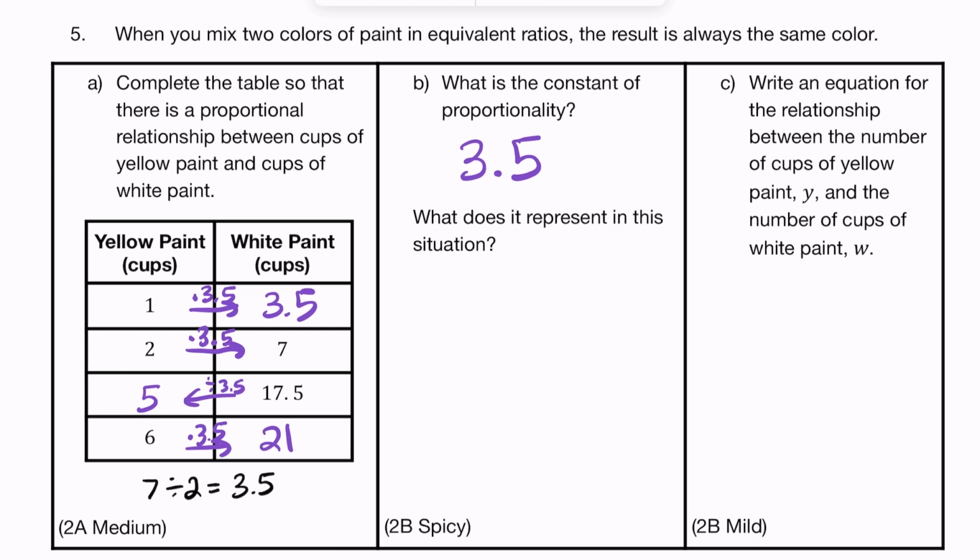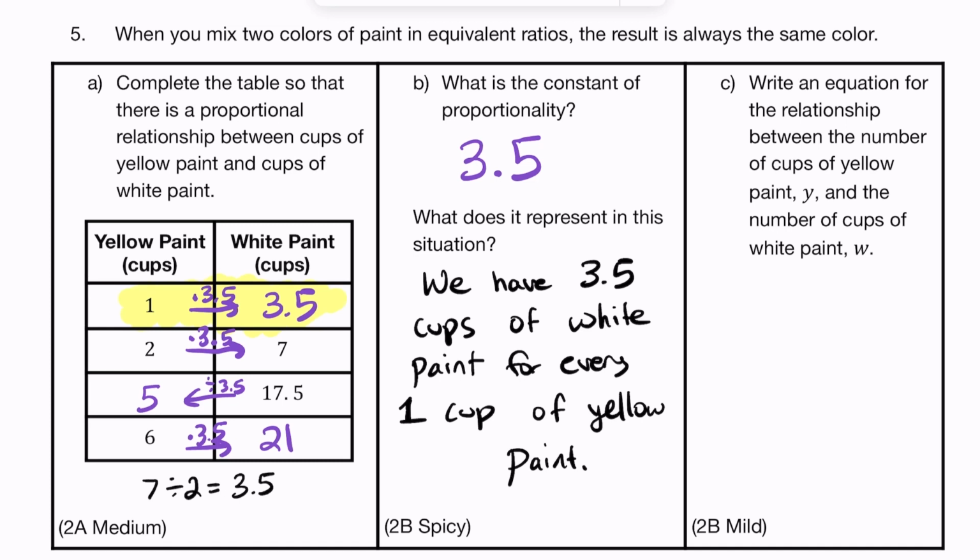Now we're asked again, what does it represent in this situation? We should try to find this 3.5 in the table because that's going to help us. Again, we have in the table that when we have 1 cup of yellow paint, we have 3.5 cups of white paint. So that is telling me what this means. It's like my unit rate. I have 3.5 cups of white paint for every 1 cup of yellow paint I add.